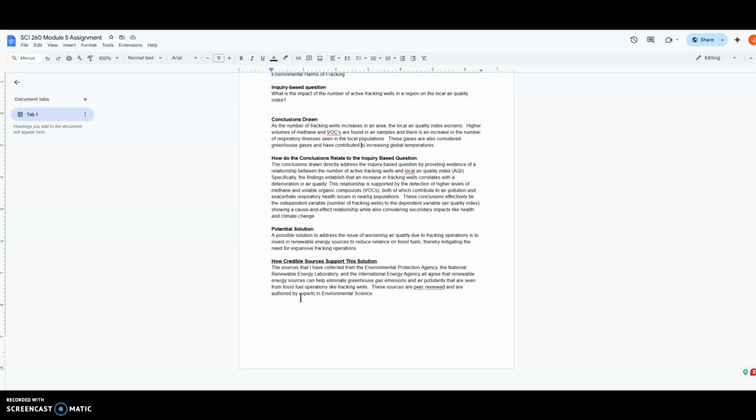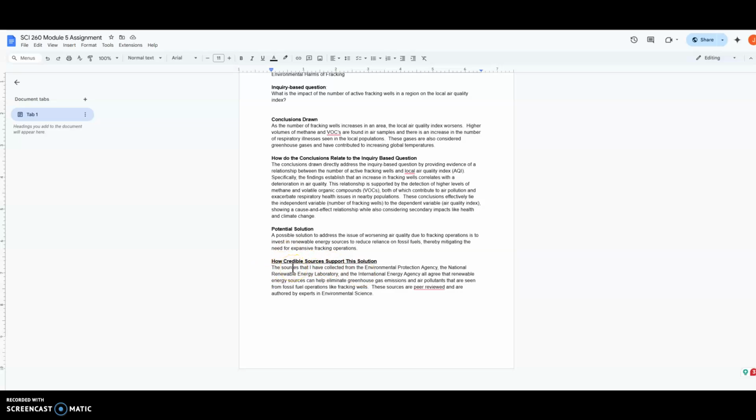So you're going to look at all of your sources, and you're going to list where they came from and why they are credible. So I had sources from the EPA, from the National Renewable Energy Laboratory, and the International Energy Agency, and they all reached the same conclusion that renewable energy sources can help eliminate these greenhouse gas emissions and air pollutants that are seen from fracking wells. And I know that they're credible because they're peer-reviewed and they're all authored by experts in that particular field, which is environmental science. So if you struggle with this part, just reach out to me.